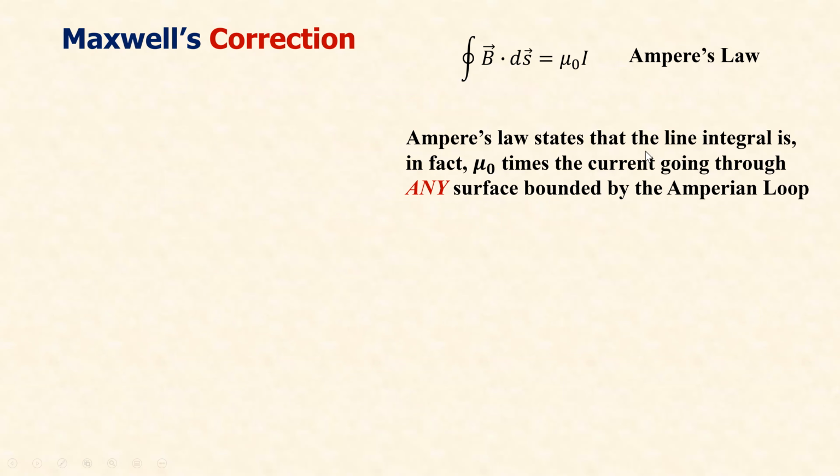Ampere's law states that the line integral is in fact mu naught times the current going through any surface bounded by the Amperian loop. This is more general than you maybe thought. There's an Amperian loop that we take B dot ds integral around. That is equal to mu naught times the current through any surface that is bounded by that loop. This is the Amperian loop. Let's say it's a circle, and of course the flat surface that is bounded by that, there's current going through it, and you can write this, and there's no problem here, right?